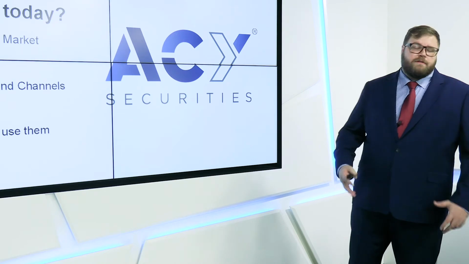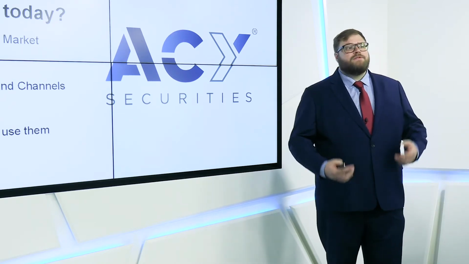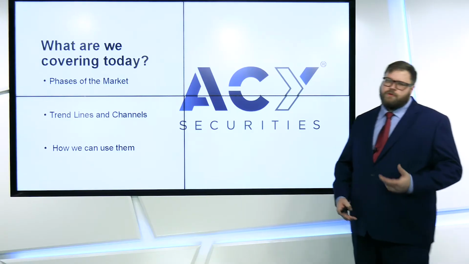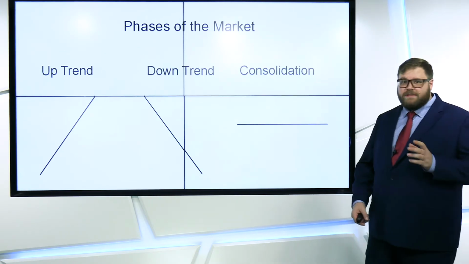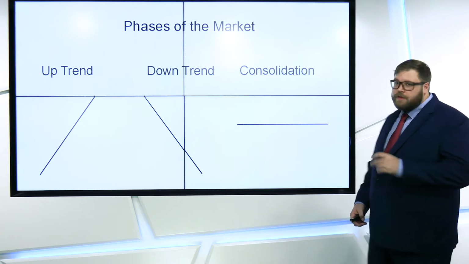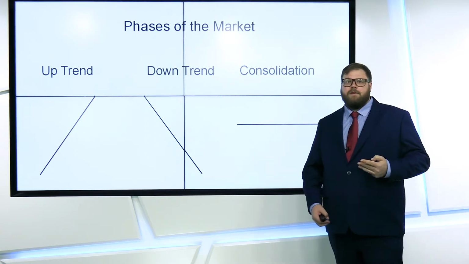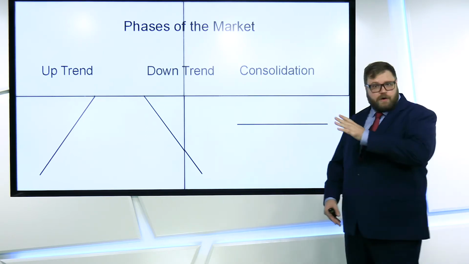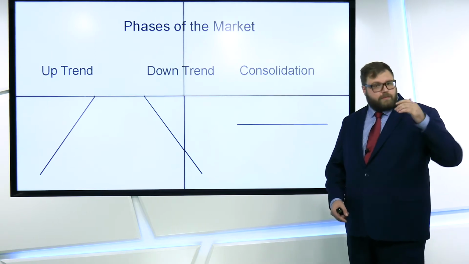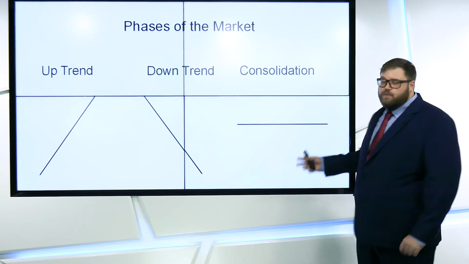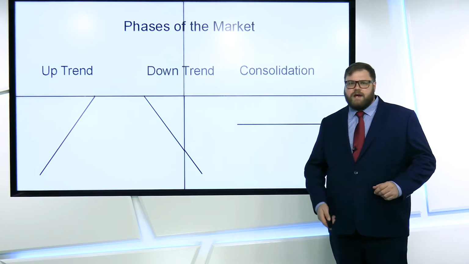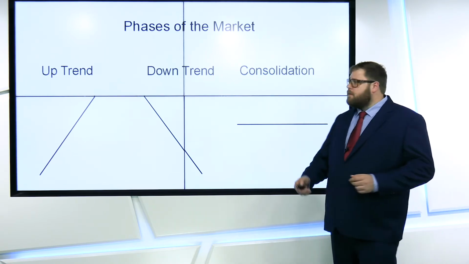Today I'm going to be covering the phases of the market, trend lines, trend channels, and how I use them on a regular basis. Now, for the first thing I want to get through is about the phases of the market. Now, there's really only three that you can potentially have. You have uptrend, where price is obviously going up. You have downtrend, where price is going down consistently. Or you have consolidation, which is also commonly referred to as sideways market action.